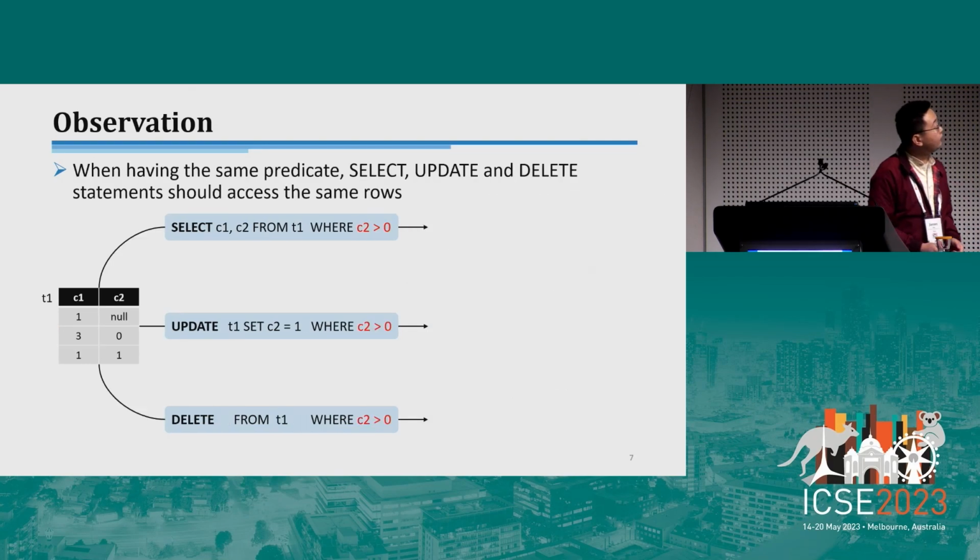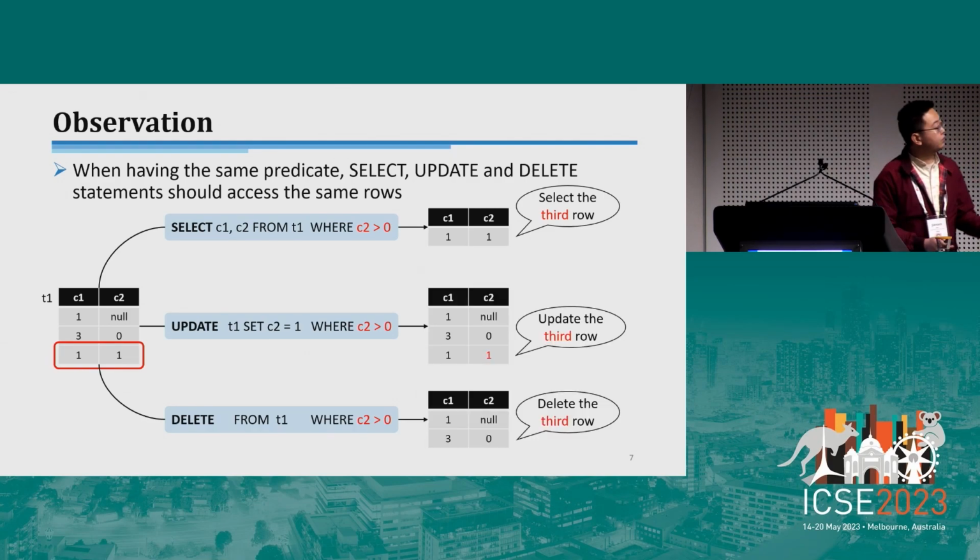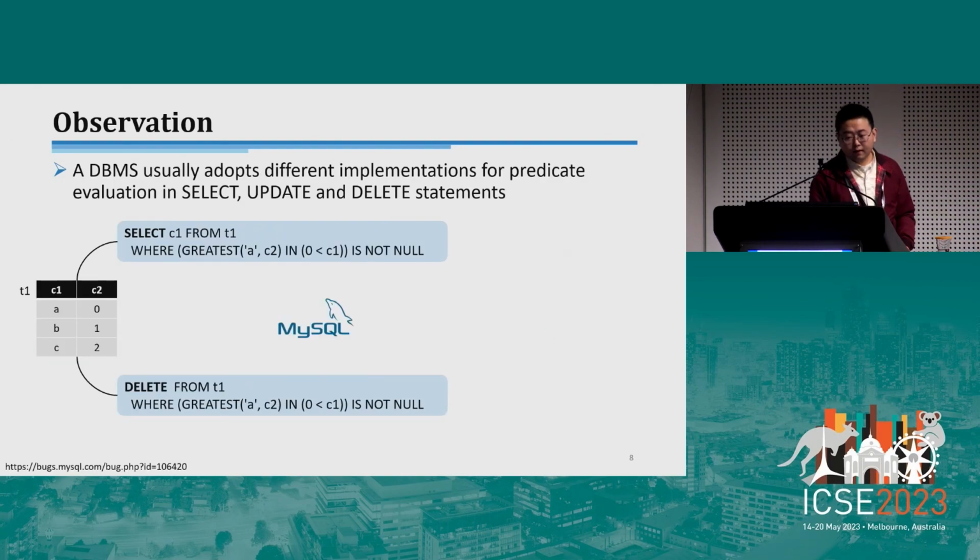remove. When having the same predicate, select, update, and delete statements should access the same rows. In this example, they should all manipulate the third row. Thus, select returns the third row, and update and delete manipulate the third row. However, a DBMS usually adopts different implementations for predicate evaluation in select, update, and delete statements.